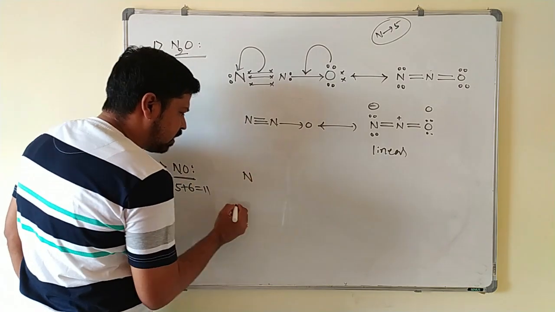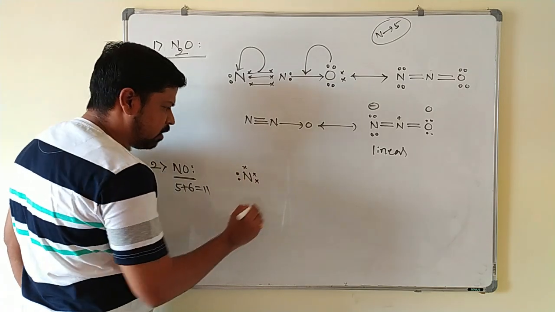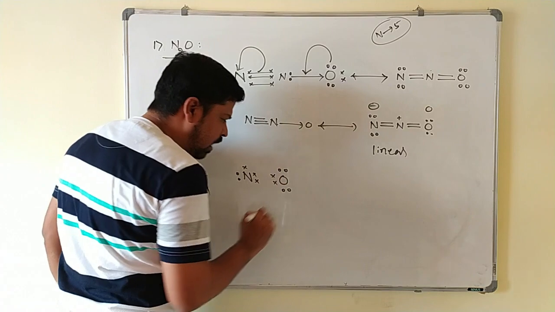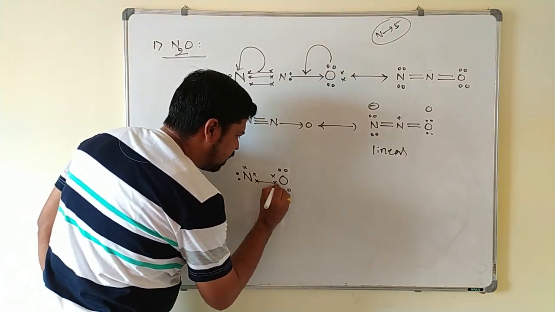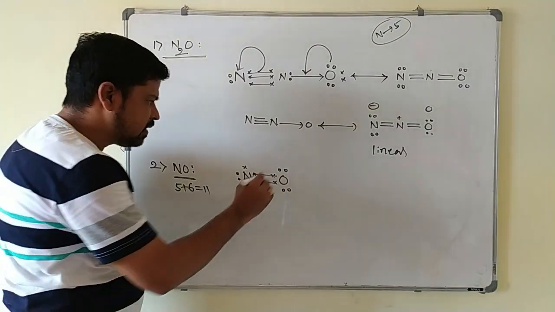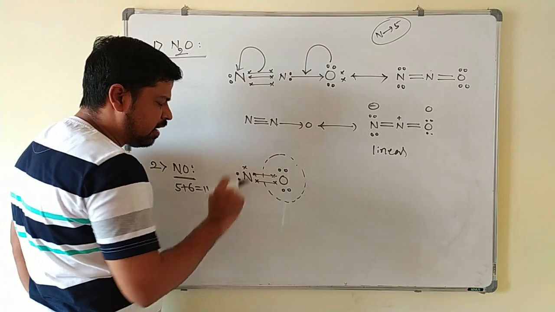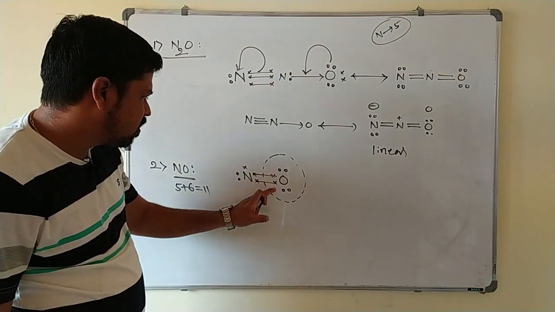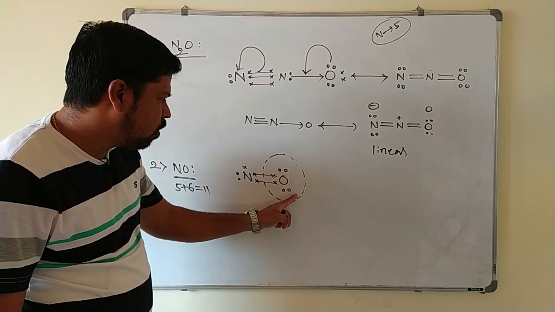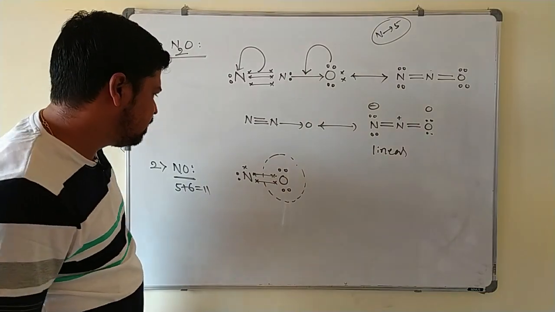This nitrogen atom has 3 unpaired electrons and 1 lone pair of electrons. Oxygen has 2 lone pairs of electrons and 2 unpaired electrons. By the mutual sharing of these unpaired electrons, there is the formation of 2 bonds here. Now you can see the octet is satisfied over the oxygen: 2 bonds are 4 electrons, and these 2 lone pairs are again 4 electrons. Total is 8 around the oxygen.